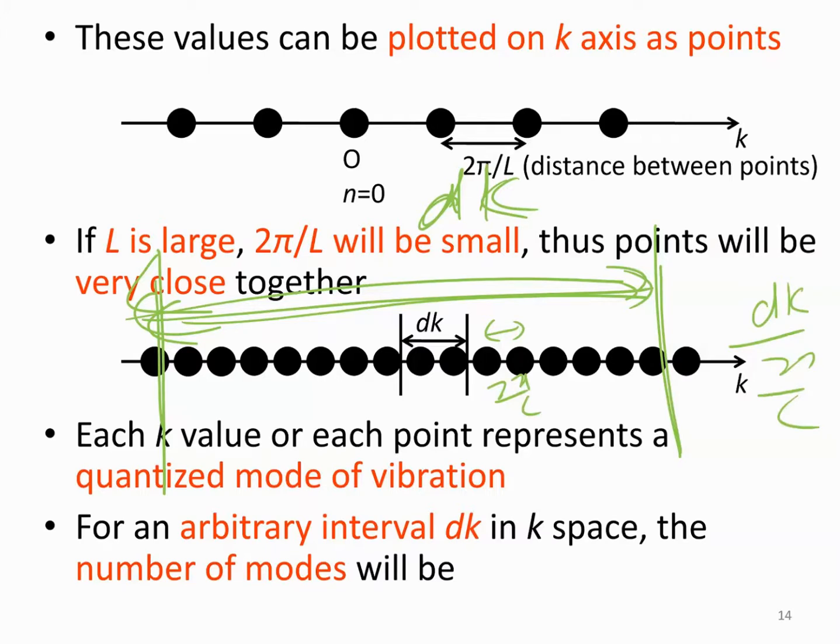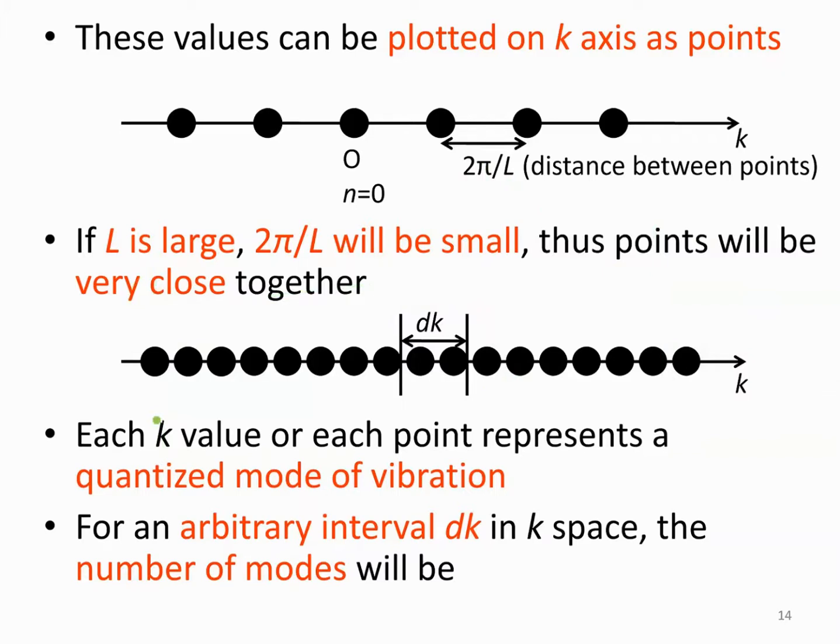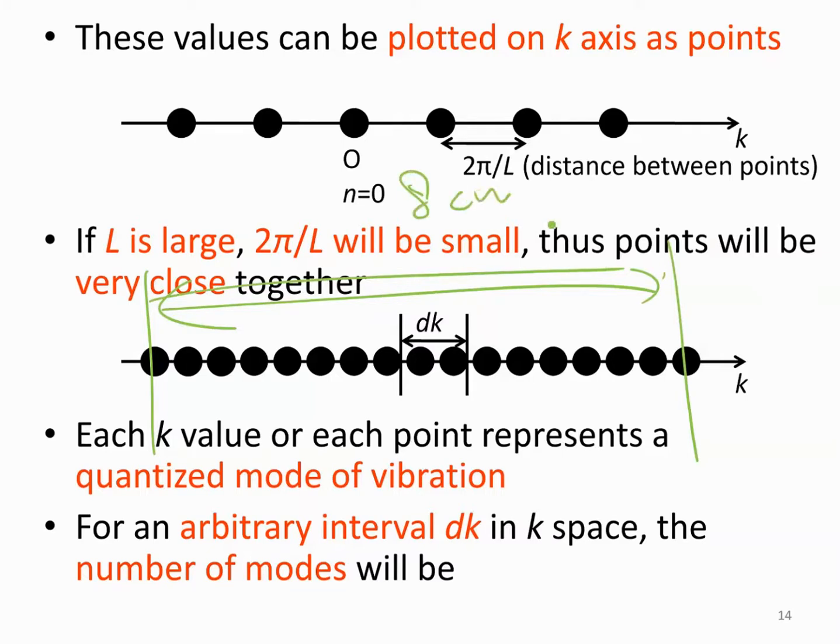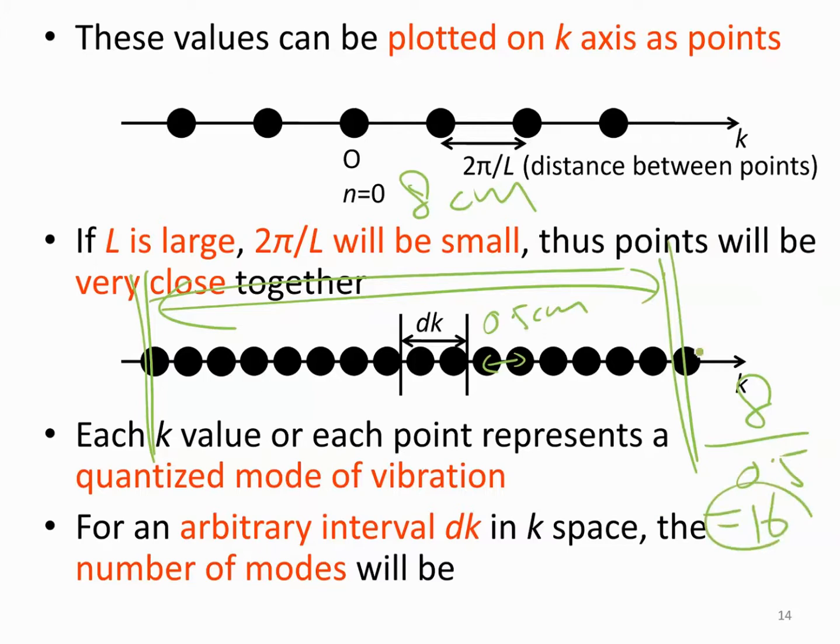In other words, let's say I want to know the length of this one. I know that this length is, let's say, 8 cm, and the distance between lattice point and lattice point is 0.5 cm. So if I want to know how many lattice points are in this length of 8 cm, I simply use 8 over 0.5, then I will get 16. Right? So I know that there are 16 modes.